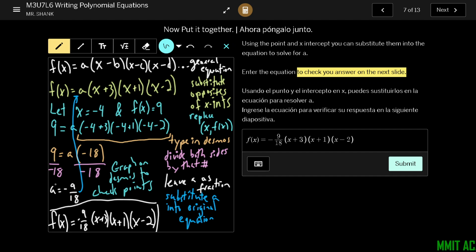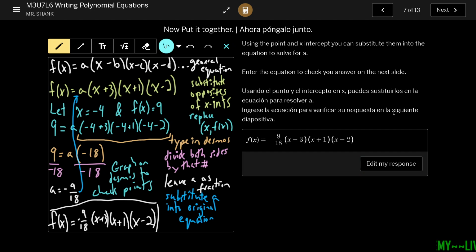Okay, let's try that. So what I have to do here, again: find your general equation, substitute your opposites of your x-intercepts, replace x comma f of x, meaning your extra point, type that right side into Desmos without the a, divide both sides by that number, leave it as a fraction, substitute a back into your original equation, and graph on Desmos to check those points. So that's going to be our equation all together.